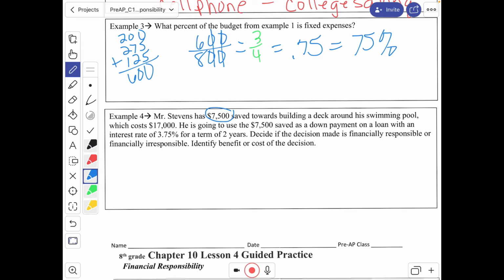So, Mr. Stevens is going to take the money that he's been saving, and he's going to use it for a down payment on that. That means he won't have to take out the full $17,000 as a loan. He'll take out just a little bit less than $10,000. Well, is that a good decision, or should he keep that in savings because something might come up?